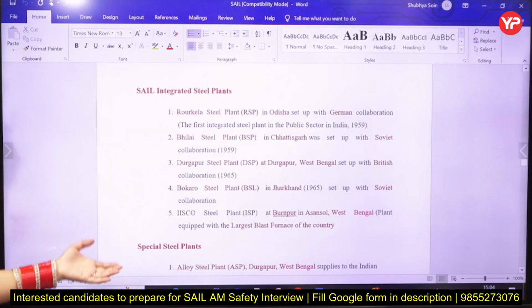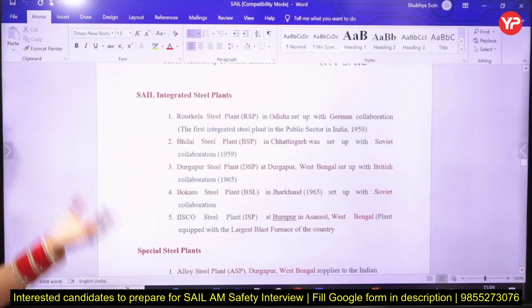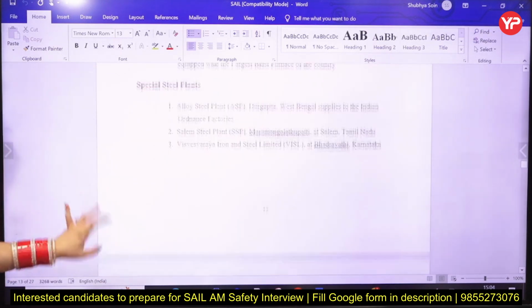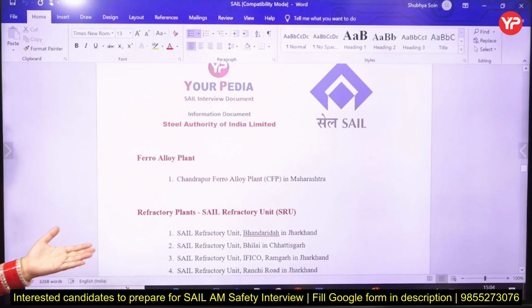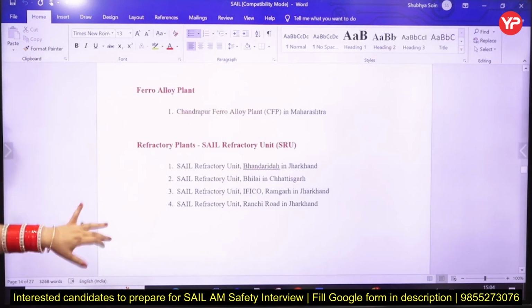SAIL integrated steel plants, special steel plants. So you should be aware of the number of steel plants and where they are located, like in Odisha, Chhattisgarh, West Bengal, Jharkhand. The special steel plants, and if you have ever visited one, that can also be a very important question. Then refractory plants, ferro-alloy plants.